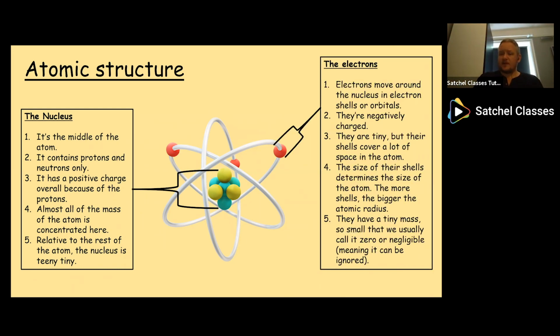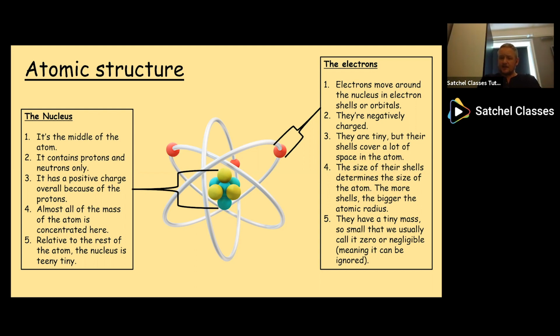The electrons themselves then. Electrons move around the nucleus in electron shells, or what we call orbitals. They're negatively charged. They have the opposite charge to the nucleus. And it's this negative charge being attracted to the positive charge that prevents the electrons from just careening off and away from the atom. They are tiny. They're very, very small in comparison to the atom's nucleus, in comparison to the protons and neutrons. But their shells cover a lot of space inside the atom.